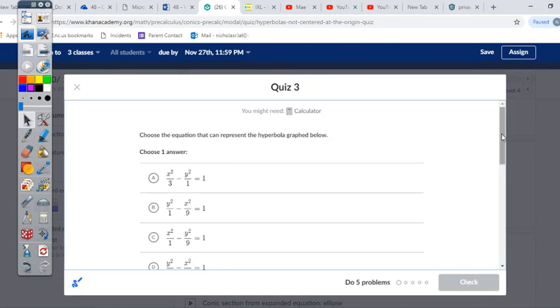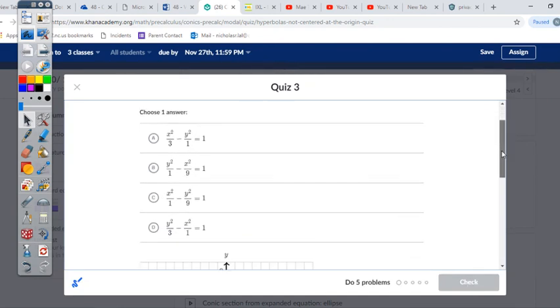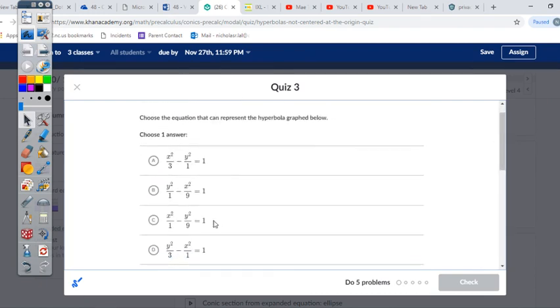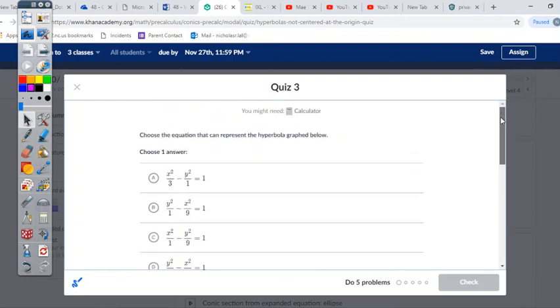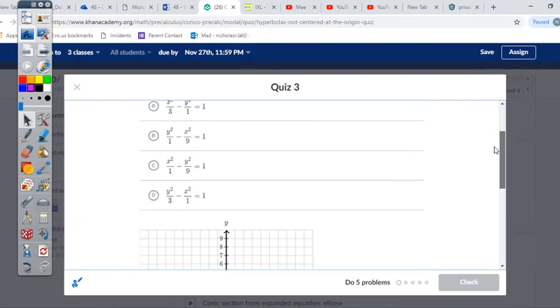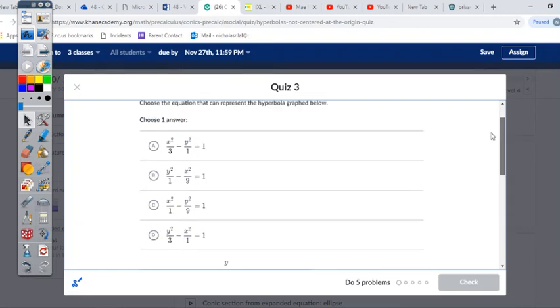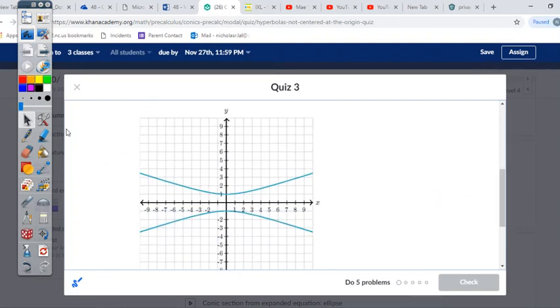All right. So choose an equation that can represent the hyperbola graphed below. Looking at this hyperbola, we have a center at 0, 0, and all of these indicate our center at 0, 0. We also have a vertical hyperbola. Notice this is vertical, so this is a vertical hyperbola.